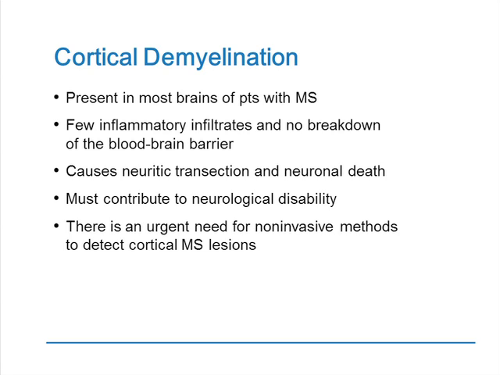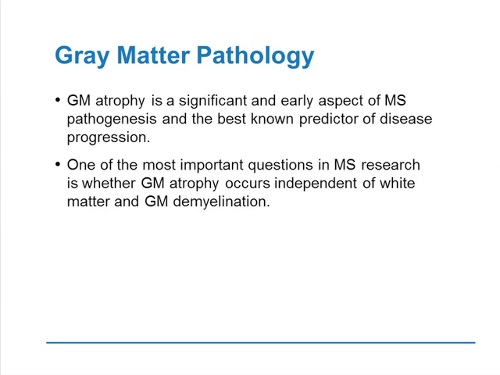Cortical demyelination causes neuritic transection and neuronal death, and one would argue that this must contribute to neurological disability. And at present, there's an urgent need for non-invasive methods to detect cortical MS lesions so we can really understand the dynamics of how they form and how they correlate with disabilities. Our current MRI methods are missing a major part of the pathogenesis of MS by not having the ability to identify these lesions.